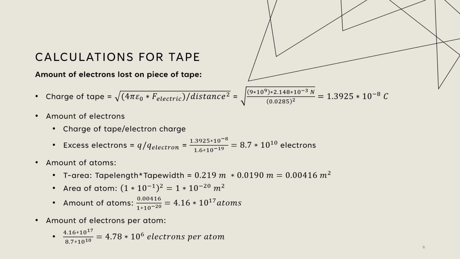So first, the charge of the tape is 1.3925 times 10 to the negative 8 coulombs, which is found using Coulomb's law. The amount of electrons is the charge of the tape over the electron charge, so 8.7 times 10 to the 10 electrons is the excess electrons on the tape. The amount of atoms is found from the tape area over the area of the atom, which is 4.16 times 10 to the 17th atoms. And the amount of electrons per atom, which is the amount of electrons over the amount of atoms, is 4.78 times 10 to the negative 6 electrons per atom.